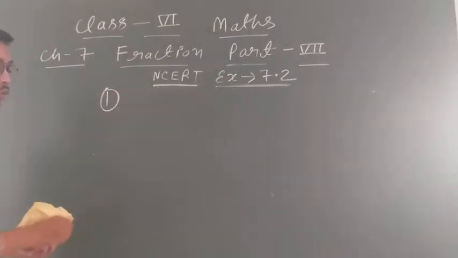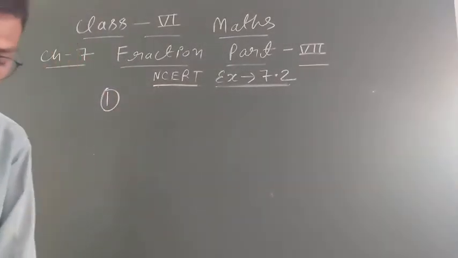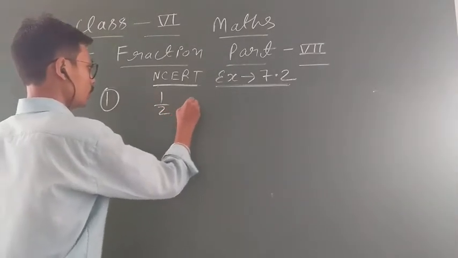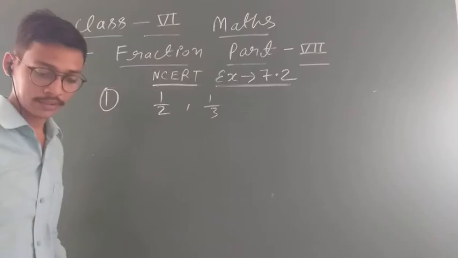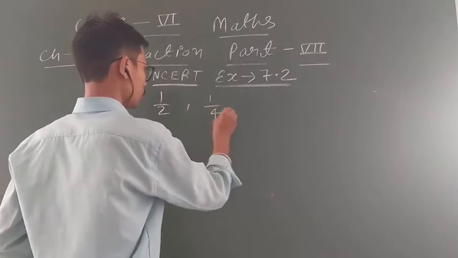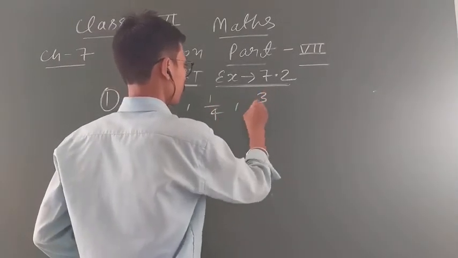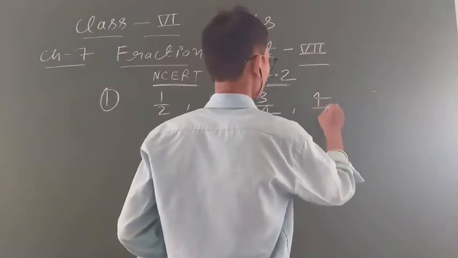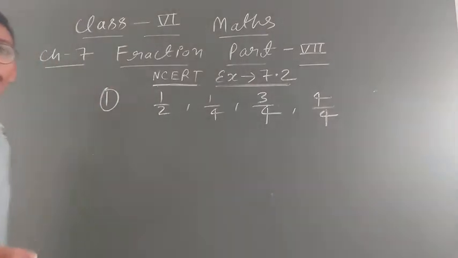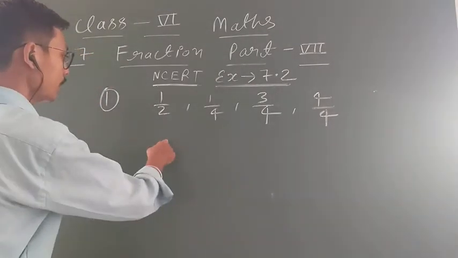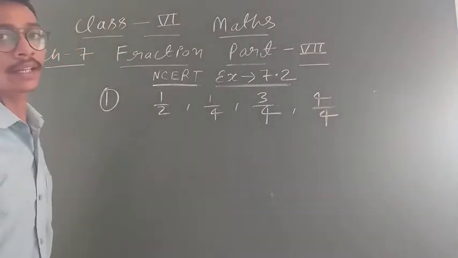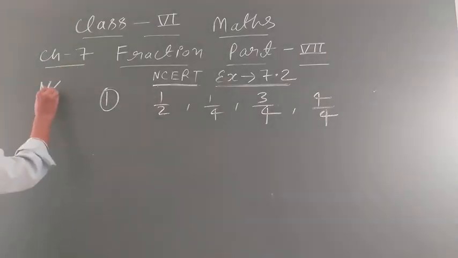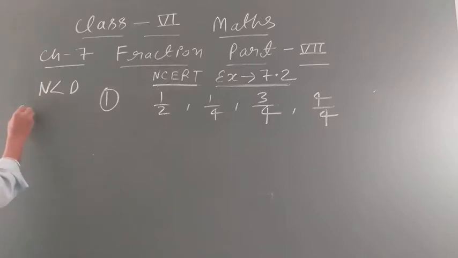So question 1 I am going to solve, student. Draw the number line and locate the points on it. Like first question, 1 upon 2, 1 upon 3, 1 upon 4, 3 upon 4, 4 upon 4. So what is the rule, student? Remember the rule. What if the numerator is less than the denominator? If the numerator is less than the denominator, the number line will be 0 to 1.